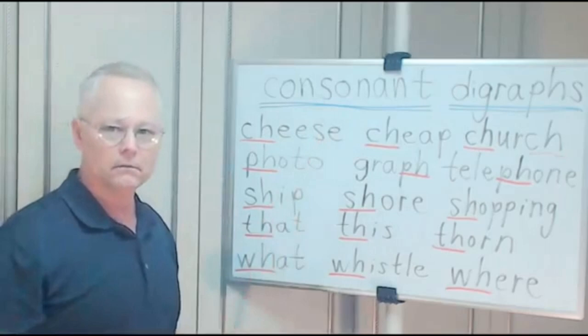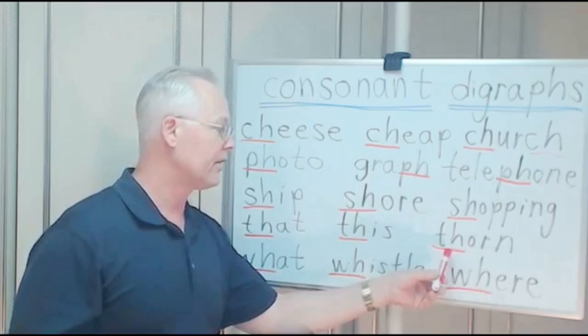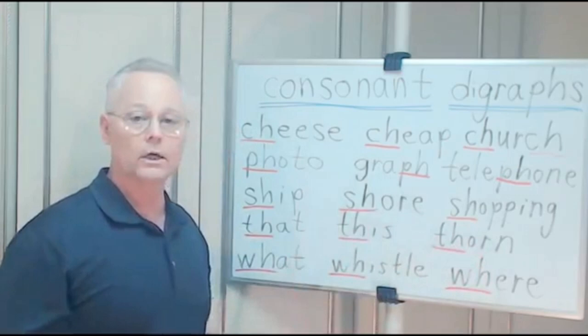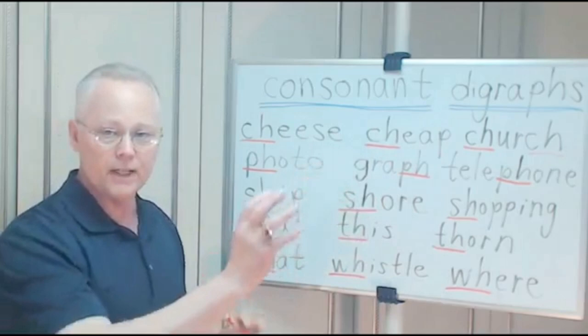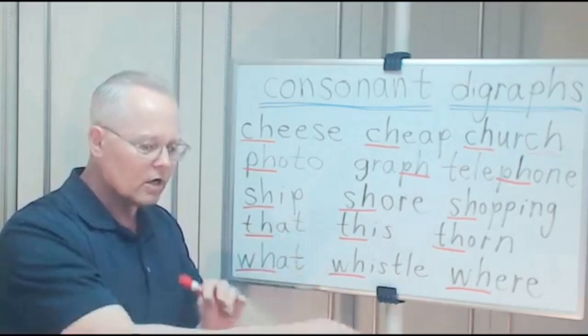Thorn, T-H, the, or, O-R, or, N, N sound, thorn. What's a thorn? Well, maybe you have some rose bushes with the beautiful rose, the flower on them, and there are little things that stick you. They hurt when you touch the stem. Those are thorns, a thorn.